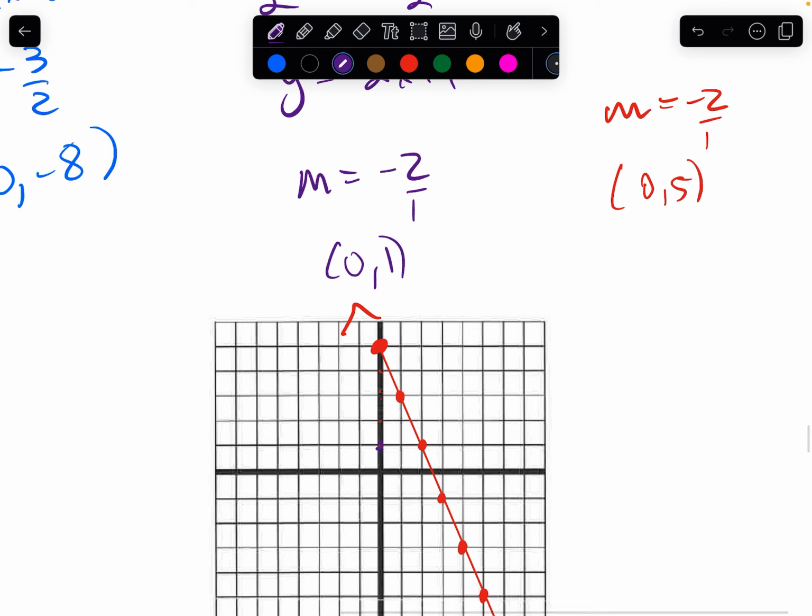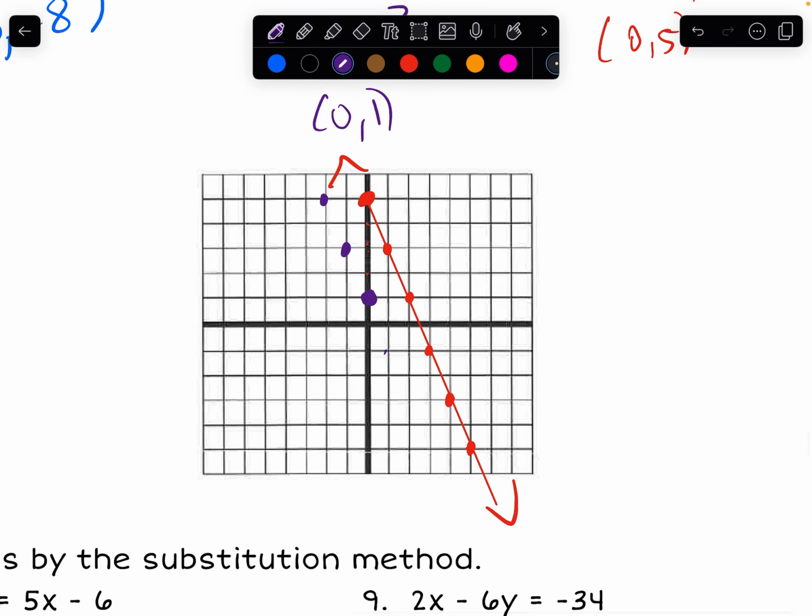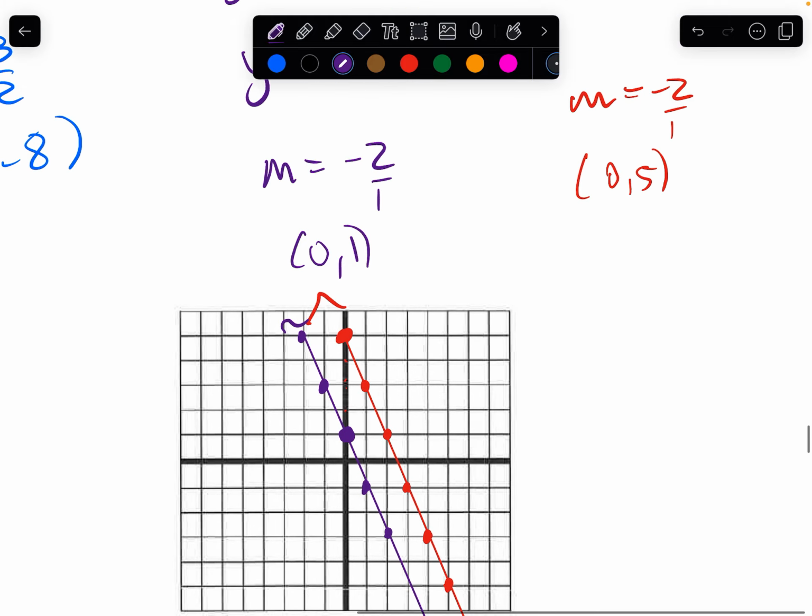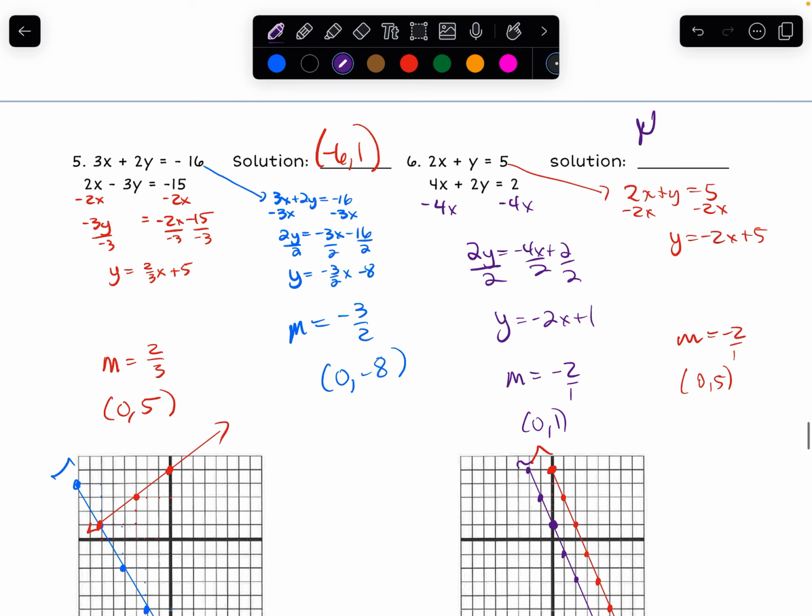So I'm going to come here to 1. My slope is negative 2. Okay, and again, they have the same slope, different y-intercept. So the answer to this is no solution.